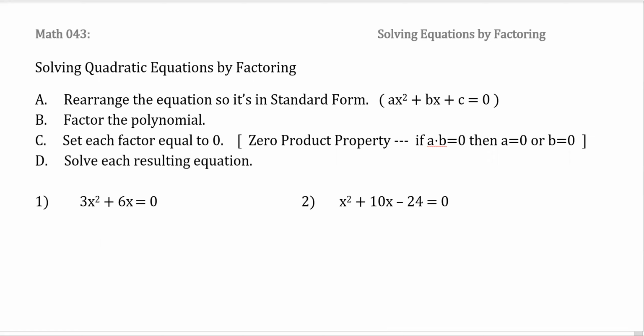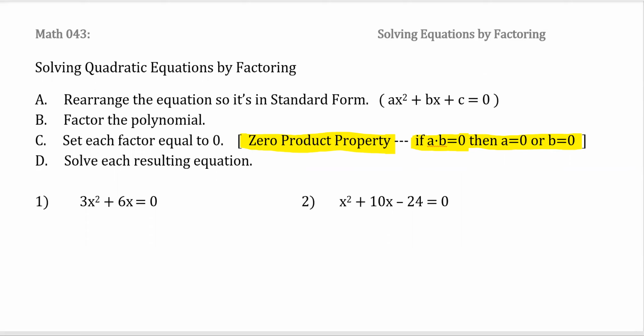Ax squared plus bx plus c equals 0. Factor the polynomial, set each factor to 0. When you set each factor to 0, we are using the zero product property, which basically states if you are going to multiply two numbers together, one of them has to be 0 so that the product is 0. So if a times b is equal to 0, then either a or b is 0. Then you will solve each resulting equation.